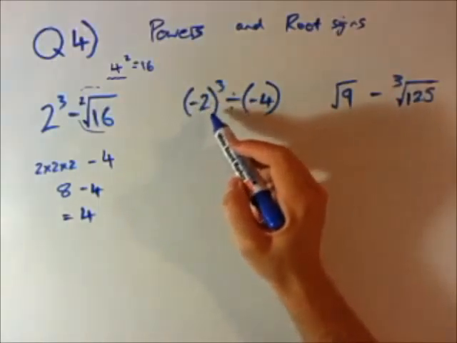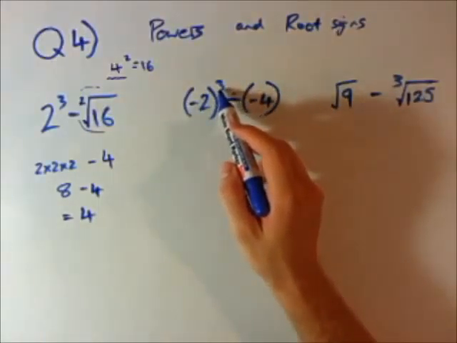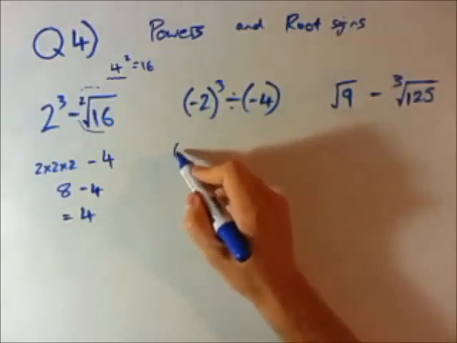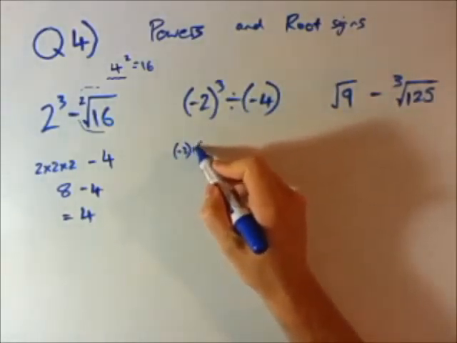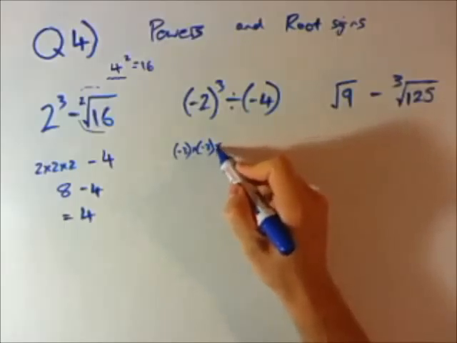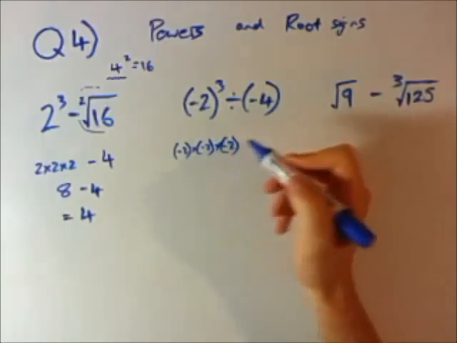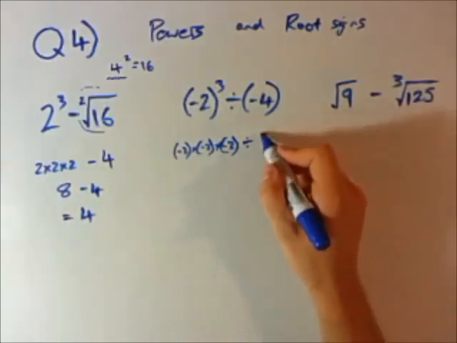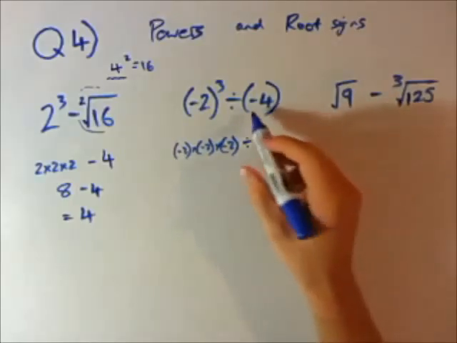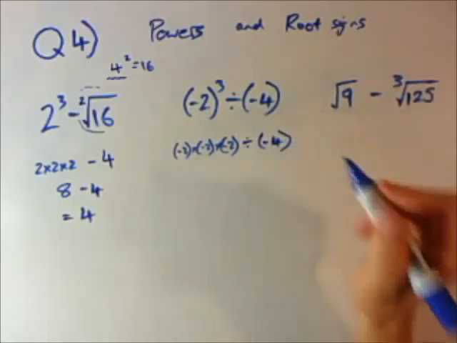You've got minus 2 in brackets all to the power of 3, or all cubed. So that will be minus 2 times minus 2 times minus 2, all in brackets, divided by, this minus 4 doesn't have a power or a square root sign, so I'll leave it as is.